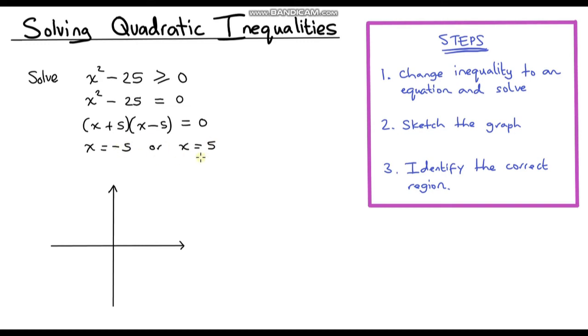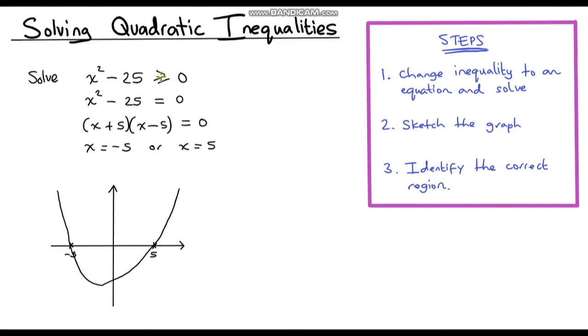So we've solved the equation. Now let's sketch the graph. So if we plot our two roots, so let's say that was negative 5, and this point here is positive 5. Again, we're going to have a U-shape quadratic, so it's going to go something like this. So that's probably my worst attempt so far, but hey-ho, we'll go with it. It's not that important, like I said.